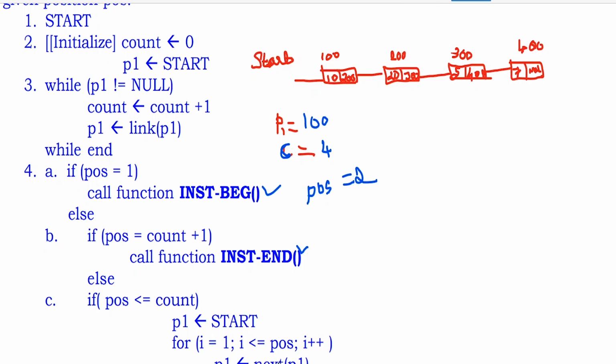P1 is equal to next of P1. The link field of P1 is 200, so P1 becomes 200. Then I plus plus, I becomes 2. Is 2 less than 2? False. We should use only less than, not equal. So 2 is less than 2 is false, we quit. So where is P now? Here at this place, the second node.